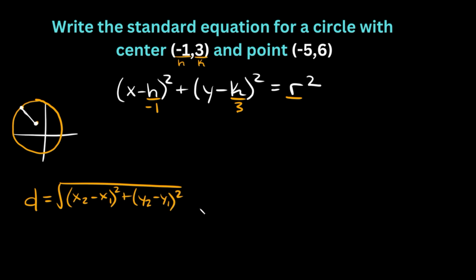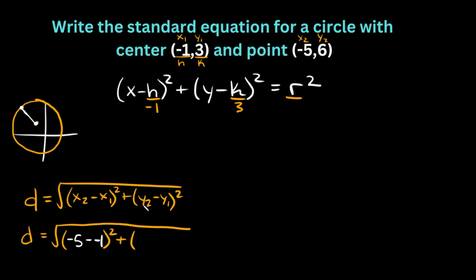Okay, so in order to use this formula, the first thing we have to do is label our two coordinate points. So let's use this first coordinate point as x sub 1 and y sub 1, and we'll call this one x sub 2 and y sub 2. If we plug these into the formula, we're going to get that the distance is equal to the square root of x sub 2, which is -5, minus x sub 1, which is negative 1, and that's squared, plus, now the y-coordinates: y sub 2 is 6, minus y sub 1, which is 3, and this is also squared.